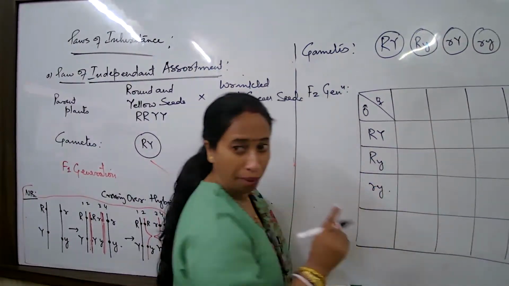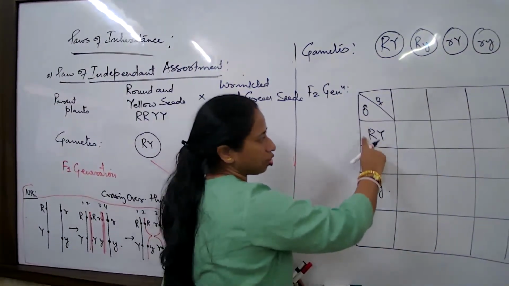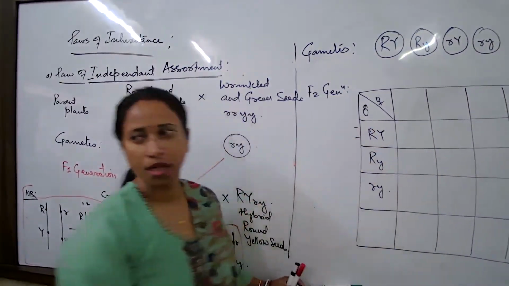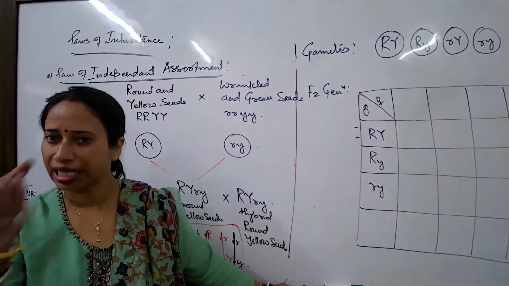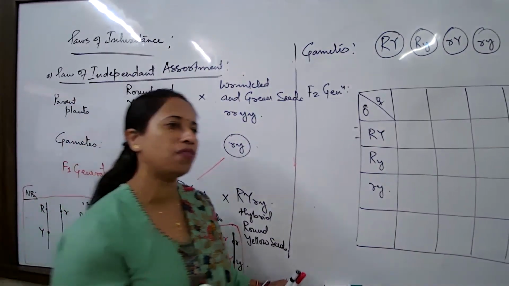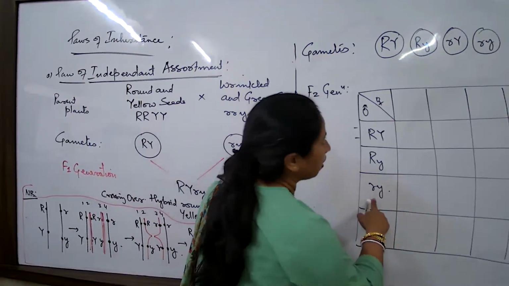And again, when you make the Punnett square, this has to be 3 lines. If you are doing it in a ruled book, it has to be 3 lines because you'll have to write down the genotype as well as phenotype.